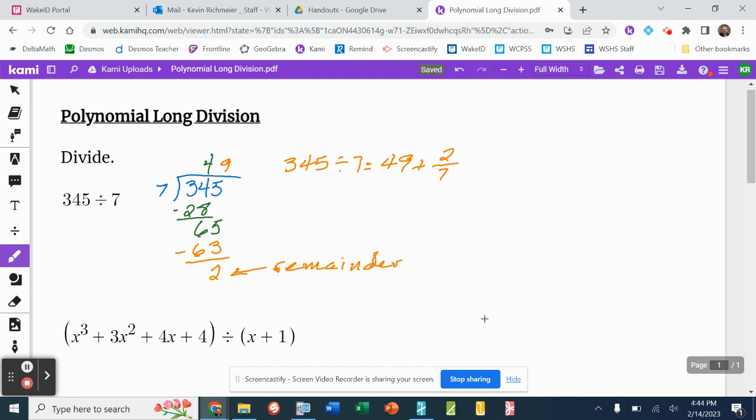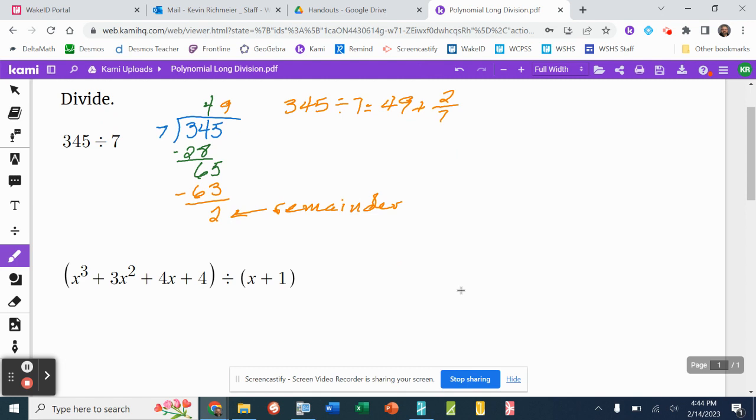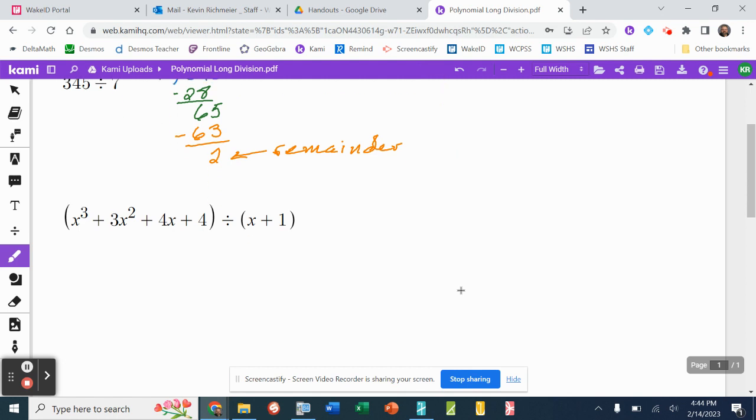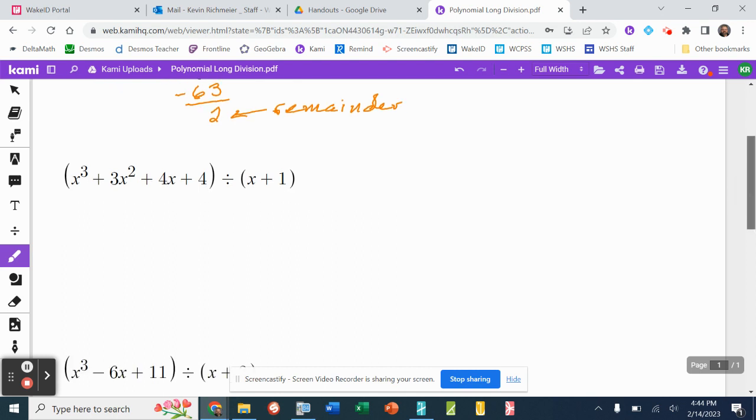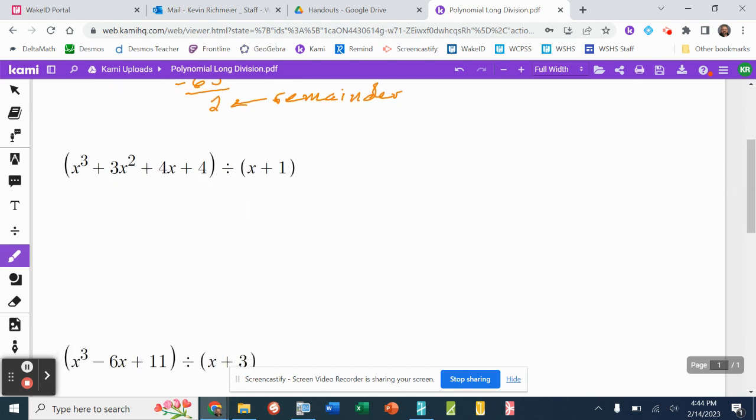Now, dividing polynomials is the same process, really. So we're going to have some polynomial of degree 2, degree 3, degree 4, and we're going to look at dividing it by a binomial. And so I'm going to set it up in a similar manner. I'm going to come over here and I'm going to allow my cubic polynomial to be the dividend, because I'm dividing it by x plus 1.